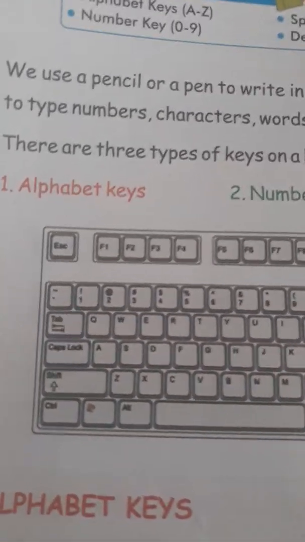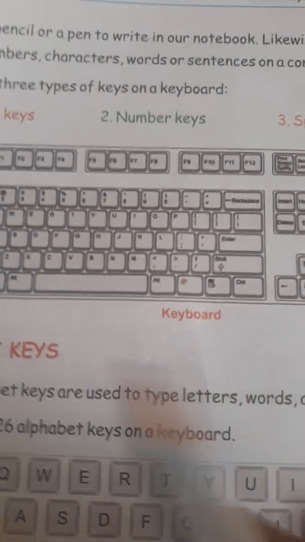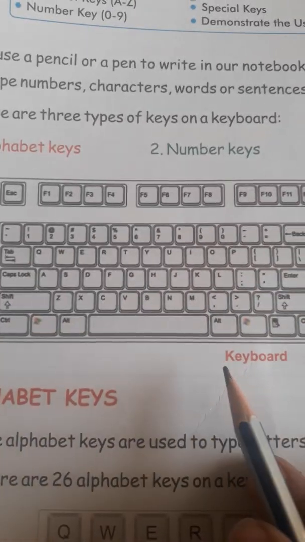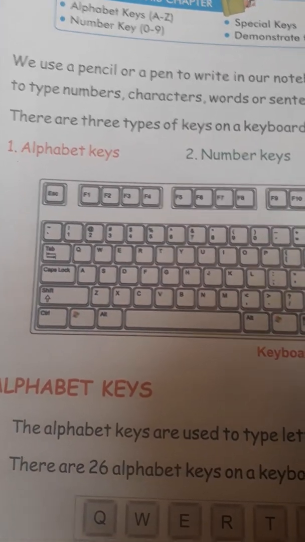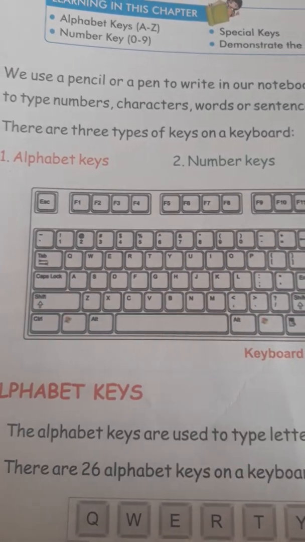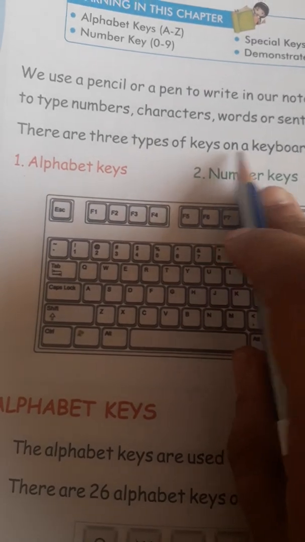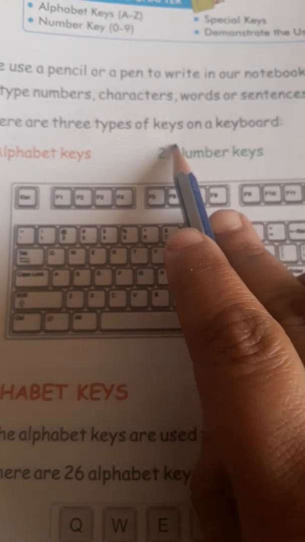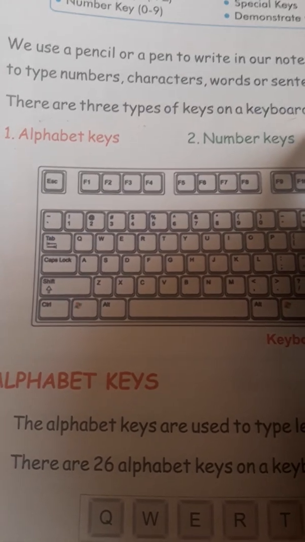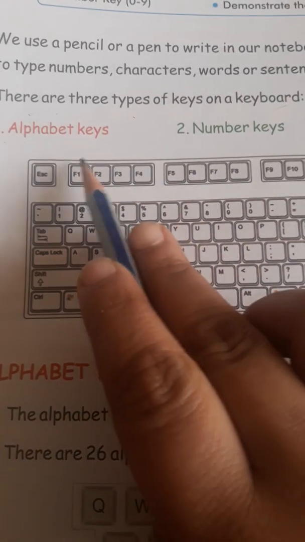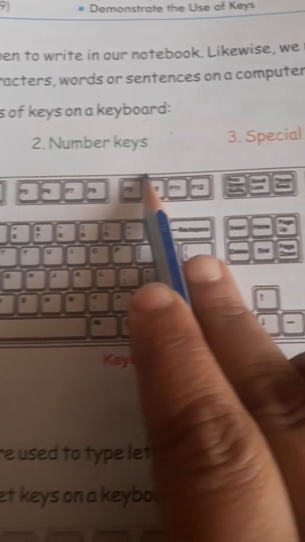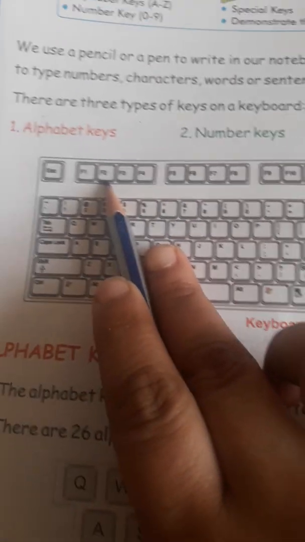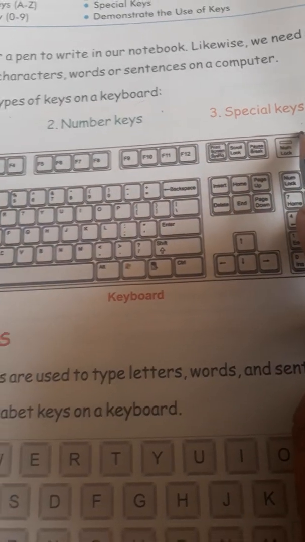You know, computer keyboard is full of keys. You can see keys over computer keyboard, right? Now, there are different types of keys. Mainly, there are three types of keys on a keyboard. Let's read this line. There are three types of keys on a keyboard. Which are the three types? Alphabet keys, number keys, and the special keys. Okay, alphabet keys, number keys, and special keys.